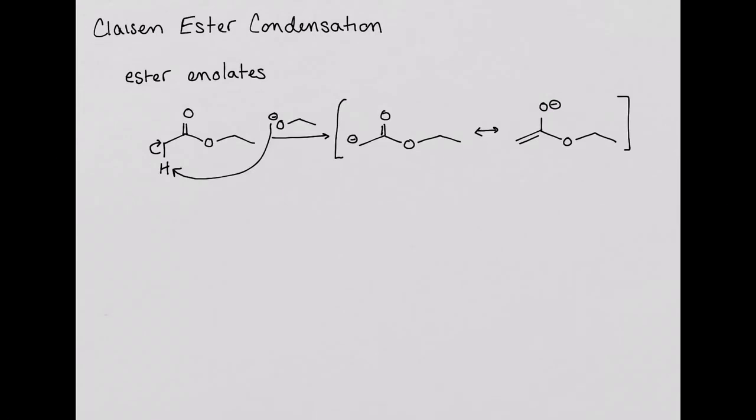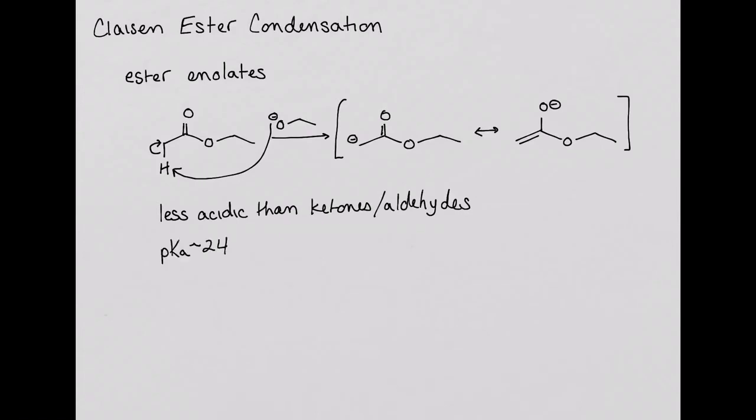The ester alpha protons, however, are less acidic than the alpha protons of ketones and aldehydes. The pKa of an ester alpha proton is about 24, as compared to about 20 for a ketone or aldehyde.